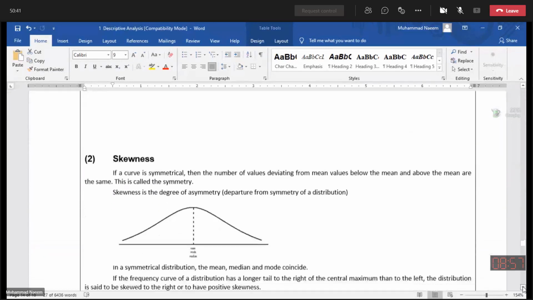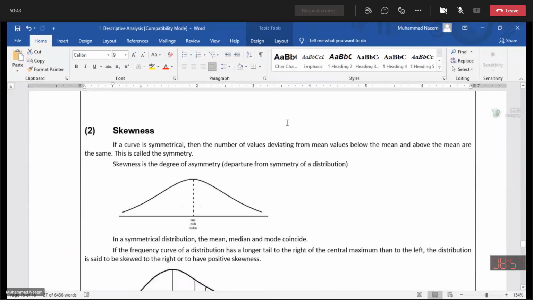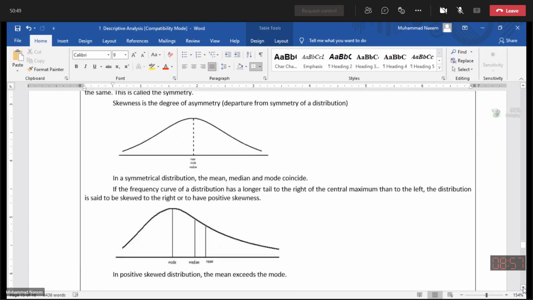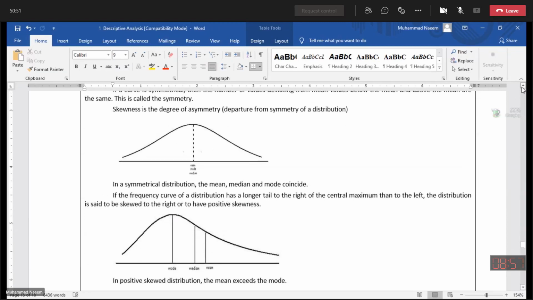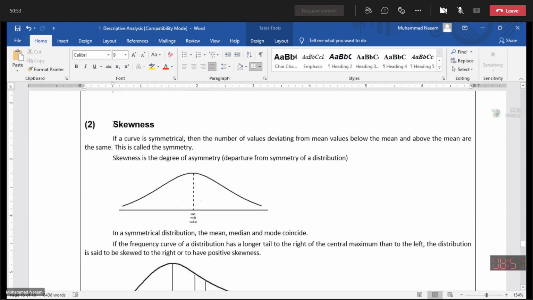So this was the dealing with the moments. Now, what is skewness? Skewness is an opposite word of the symmetry. Symmetry means a distribution is symmetric when the frequency curve is like this.